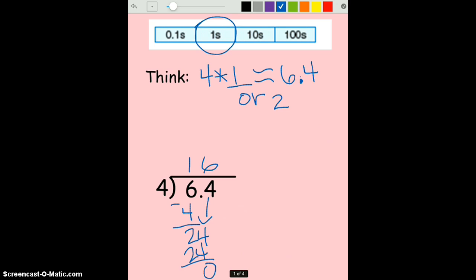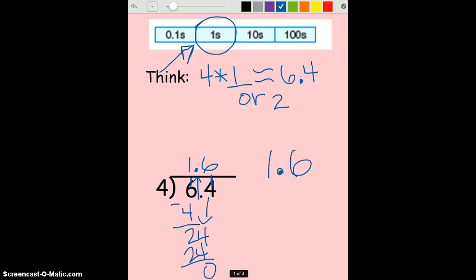Go back up to our estimate up here. We said we should be in the ones place, or between 1 and 2. So where would you put your decimal point? You can even push pause if you need to. 1 and 6 tenths. Or if you look, if you kept everything nice and lined up, then you just need to slide that decimal point right up. 1 and 6 tenths is your quotient.